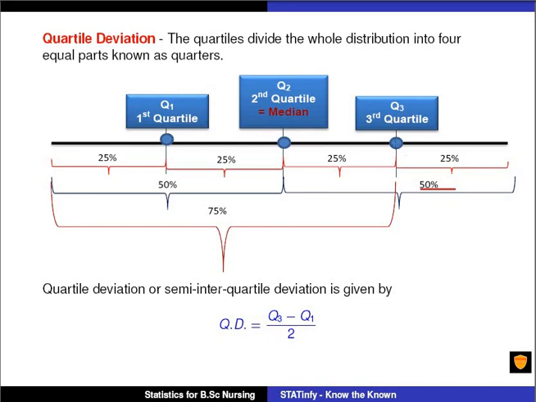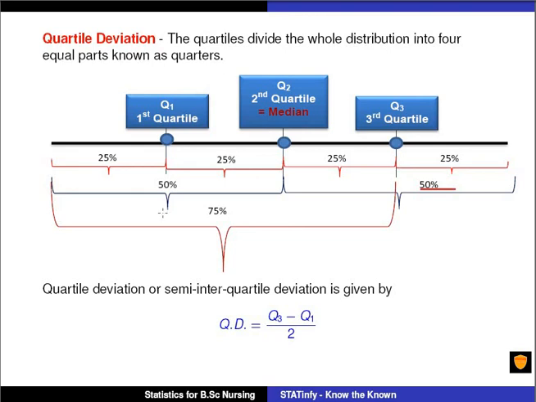So before the third quartile, how many observations are there? There are 75% of observations present in the data before the third quartile. And after it, how many observations are present? 25% of observations. So this is the concept of quartiles: first quartile, second quartile, third quartile. And the second quartile is nothing but the median.